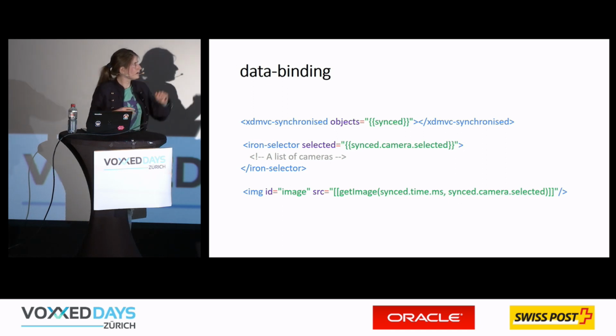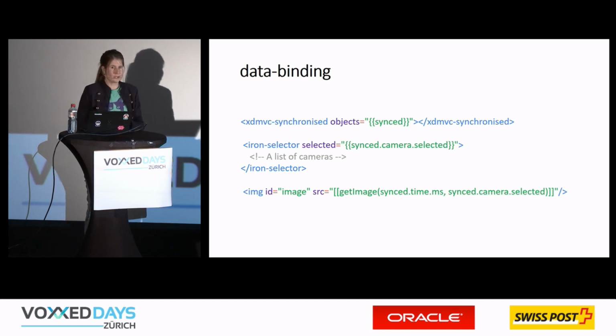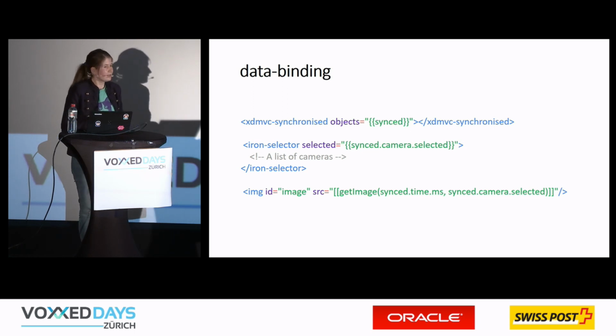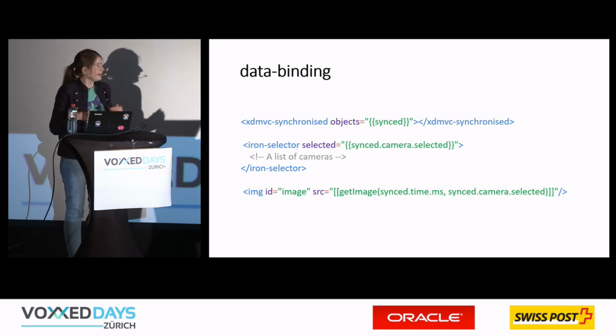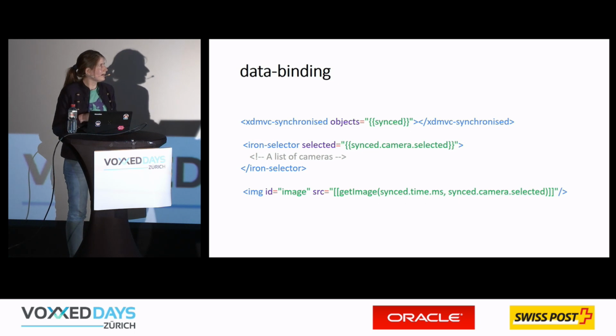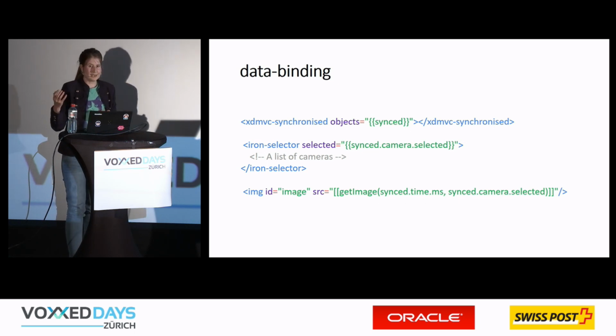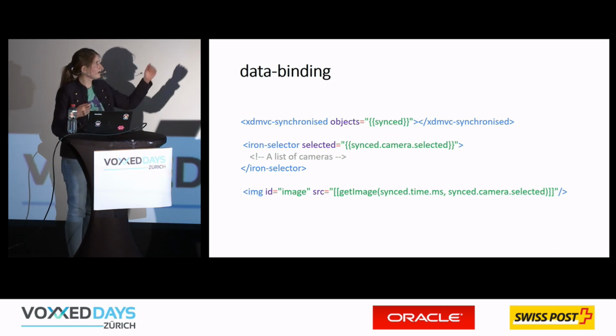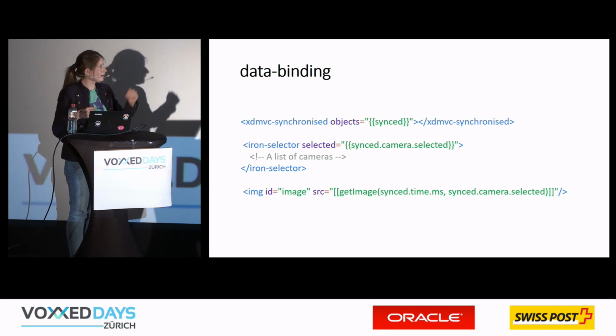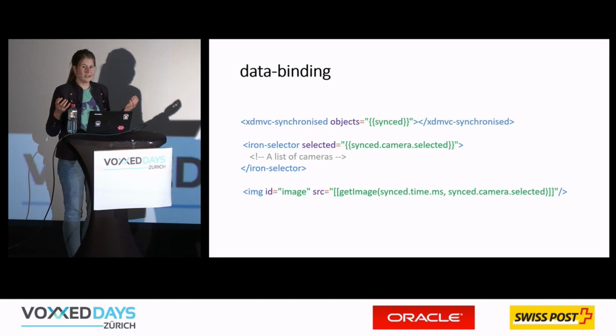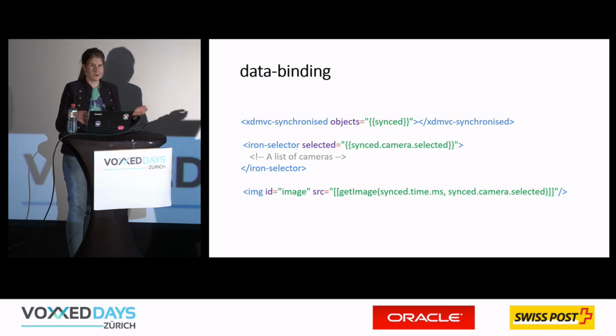So there's one part where you can select the camera that should be shown, and it binds to this synced object. And then we do the same with the image. And now it means that the selected camera will be synchronized across any devices. So the two components, the selection part and the image part, no longer need to be on the same device, and the system will take care of the synchronization for you.